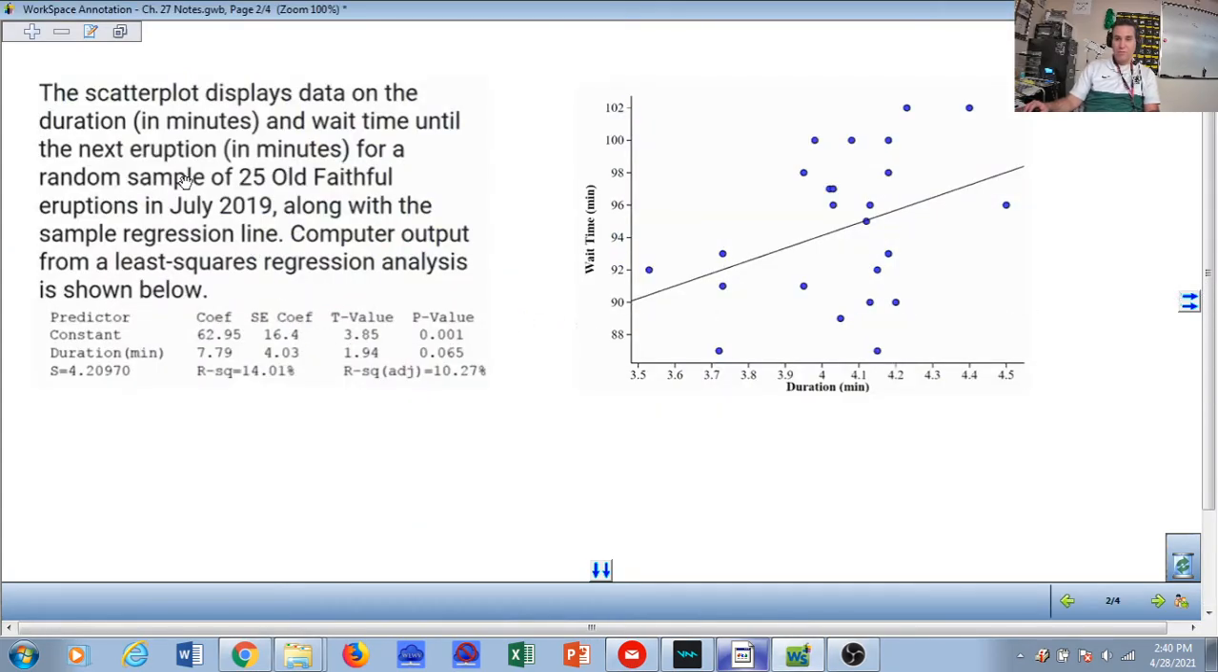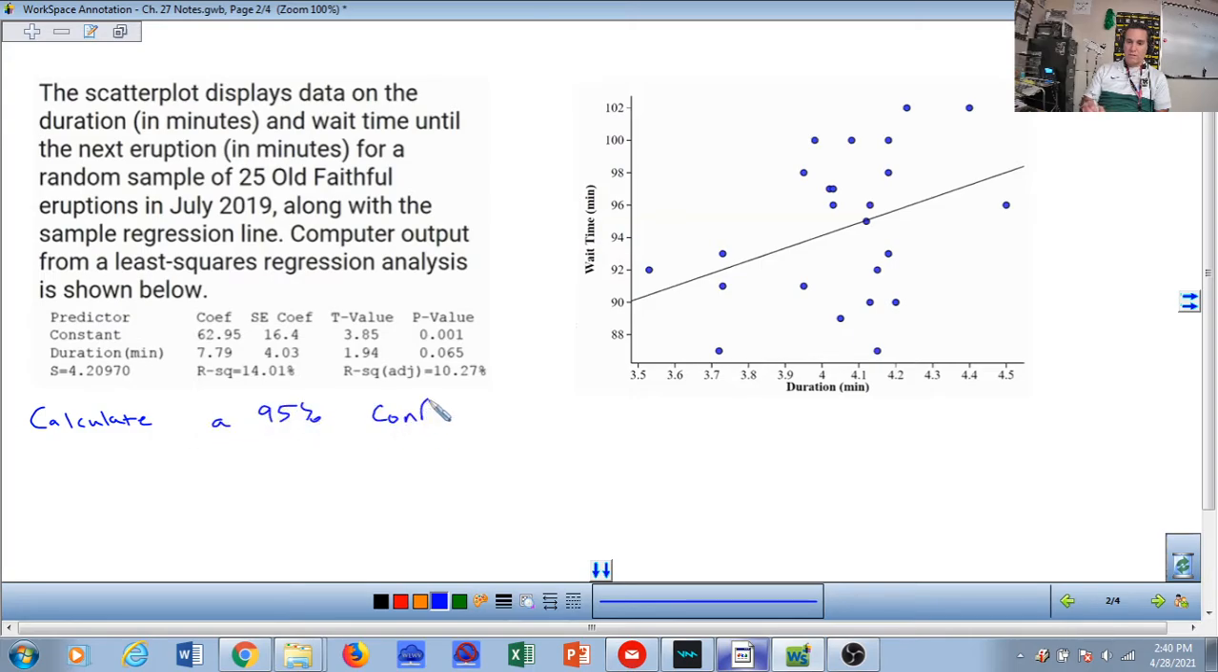I have some data for you. The scatter plot displays the data on the duration of the next eruption of Old Faithful in July of 2019, and the y-axis tells you how long you had to wait for the next eruption. So how long was the eruption, and then how long we had to wait. Here's the scatter plot. Okay, I'd like you to calculate a 95% confidence interval.